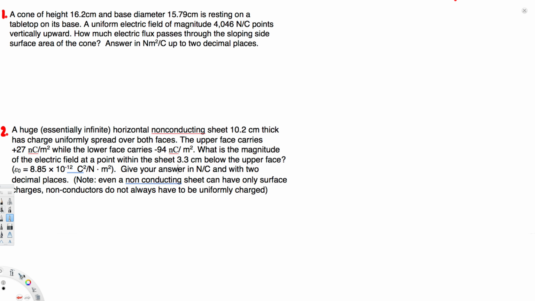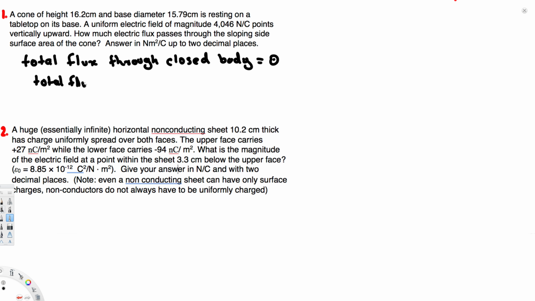Now here the main thing to know is that the total flux through a closed body is going to be 0, right? Total flux through a closed body is equal to 0, right? And total flux is going to be equivalent to the flux through the base minus the flux through the sloping surface.